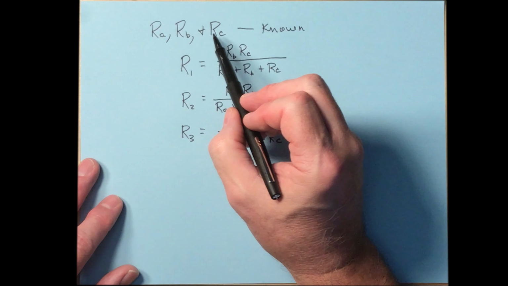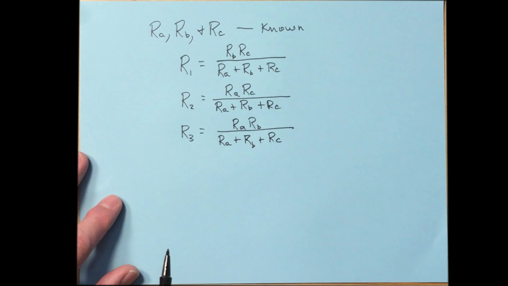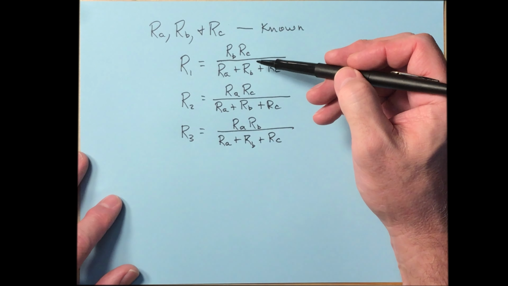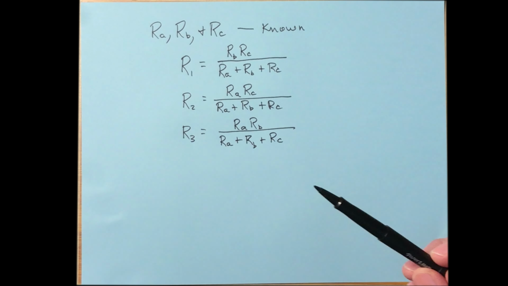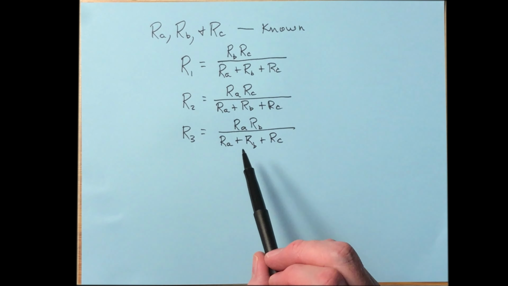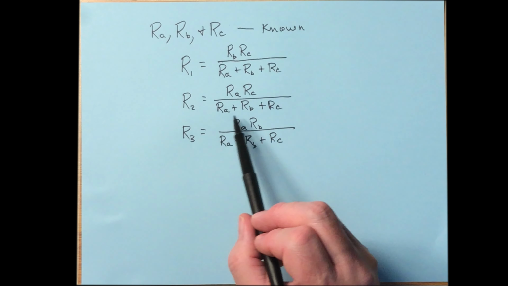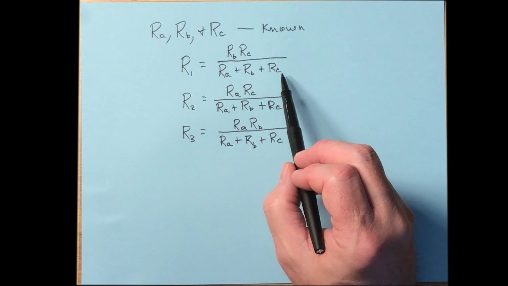So if R_A, R_B, and R_C are known values and you want to transform from a delta into a Y, then you would use these equations here. Okay, these are your transformation equations. Now, there are some patterns here. I think you can obviously see that the sum of R_A, R_B, R_C appears on the bottom of these fractions every time. So that part should be pretty straightforward.